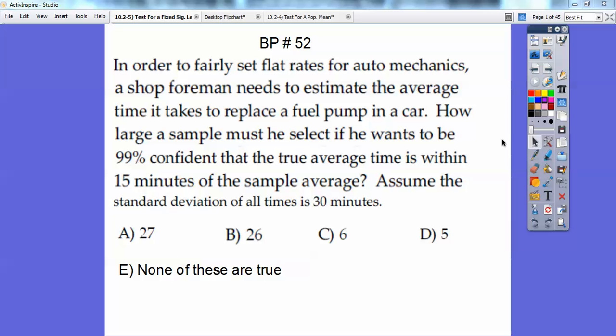This is Pepe Le Pew, and this statistics lesson is on testing for population mean. But first, let's do board problem 52.